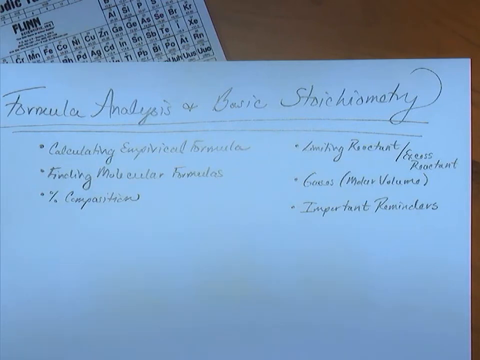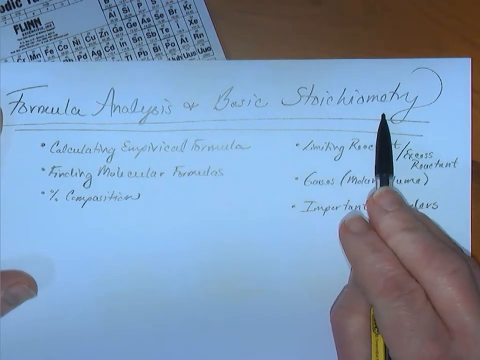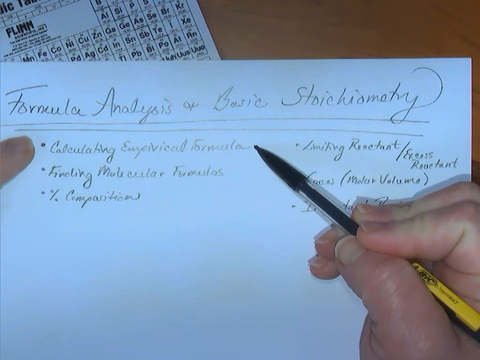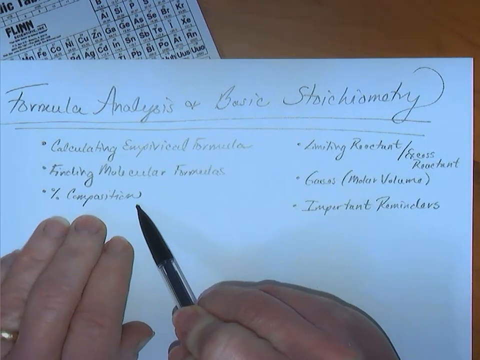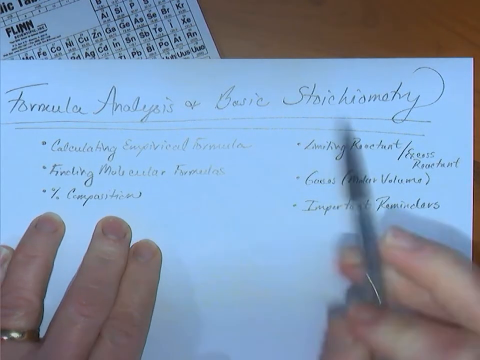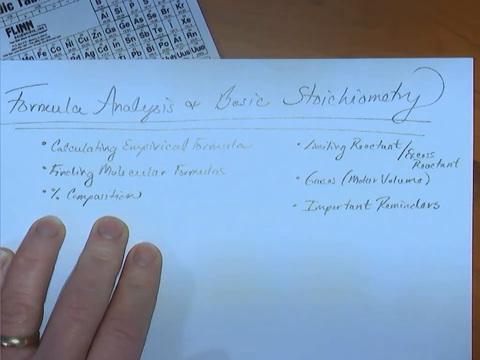This video will go over some fundamentals about formula analysis and basic stoichiometry. Let's review how we find empirical formula, how we would find a molecular formula, how we would address most of the percent composition questions that will come our way. Let's remind ourselves how we diagnose and then treat limiting reactant and excess reactant problems.